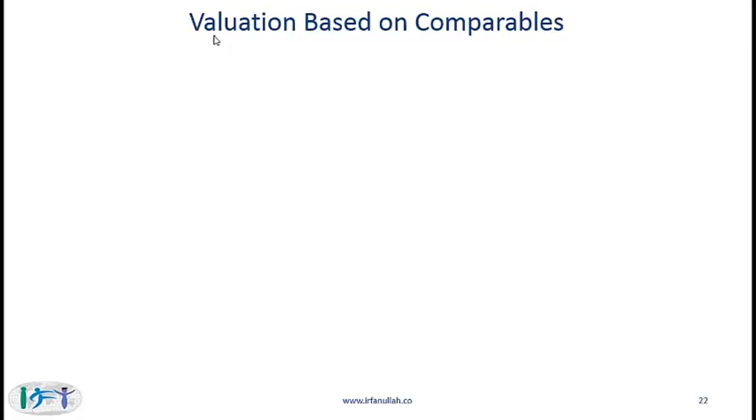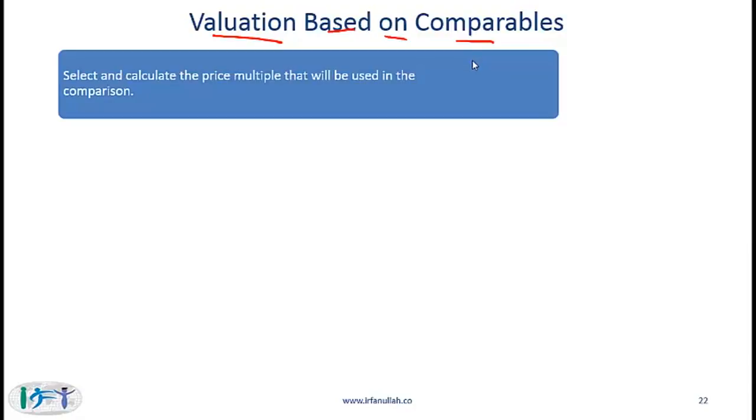Now we talk about valuation based on comparables. Here is the process that you follow. Select and calculate the price multiple that will be used in the comparison. In other words, if you decide that you are going to use PE, and let's talk about PE because that's what we've been focused on so far. So you select this multiple, it could be another multiple, but we are going with PE, and you also calculate this multiple for your target company.